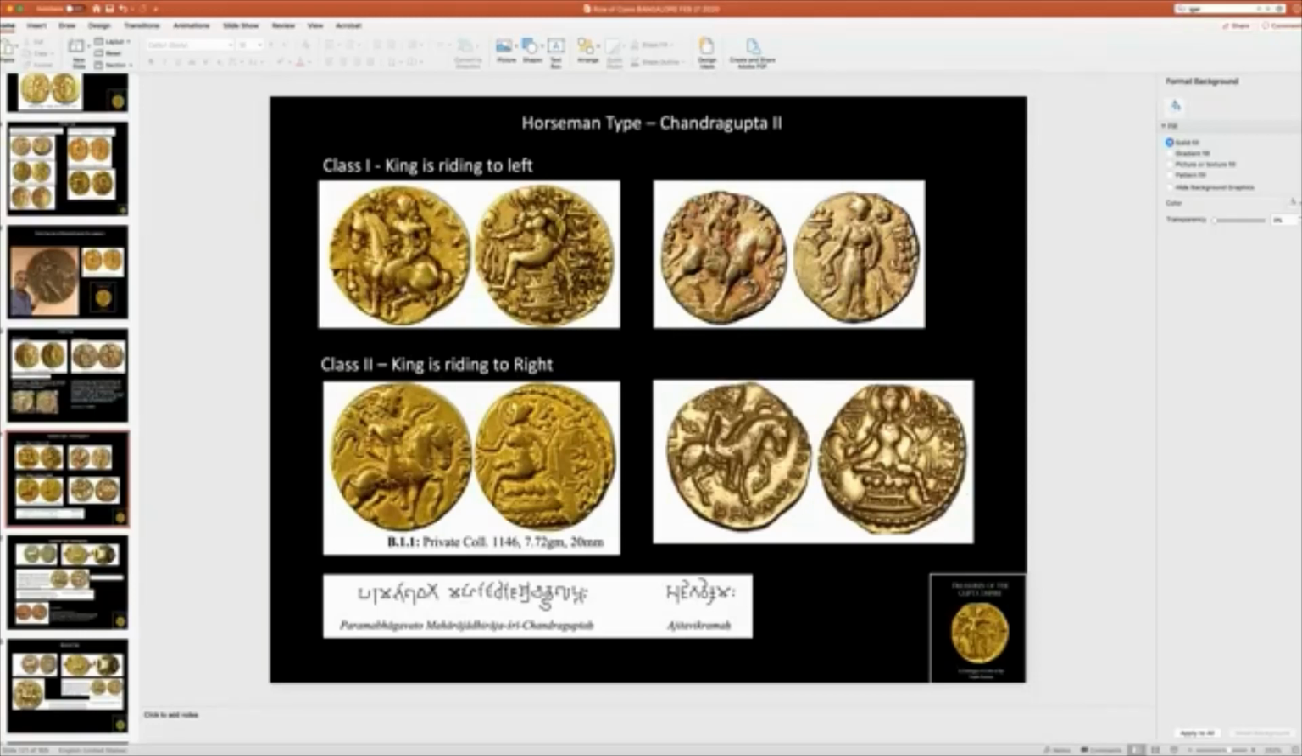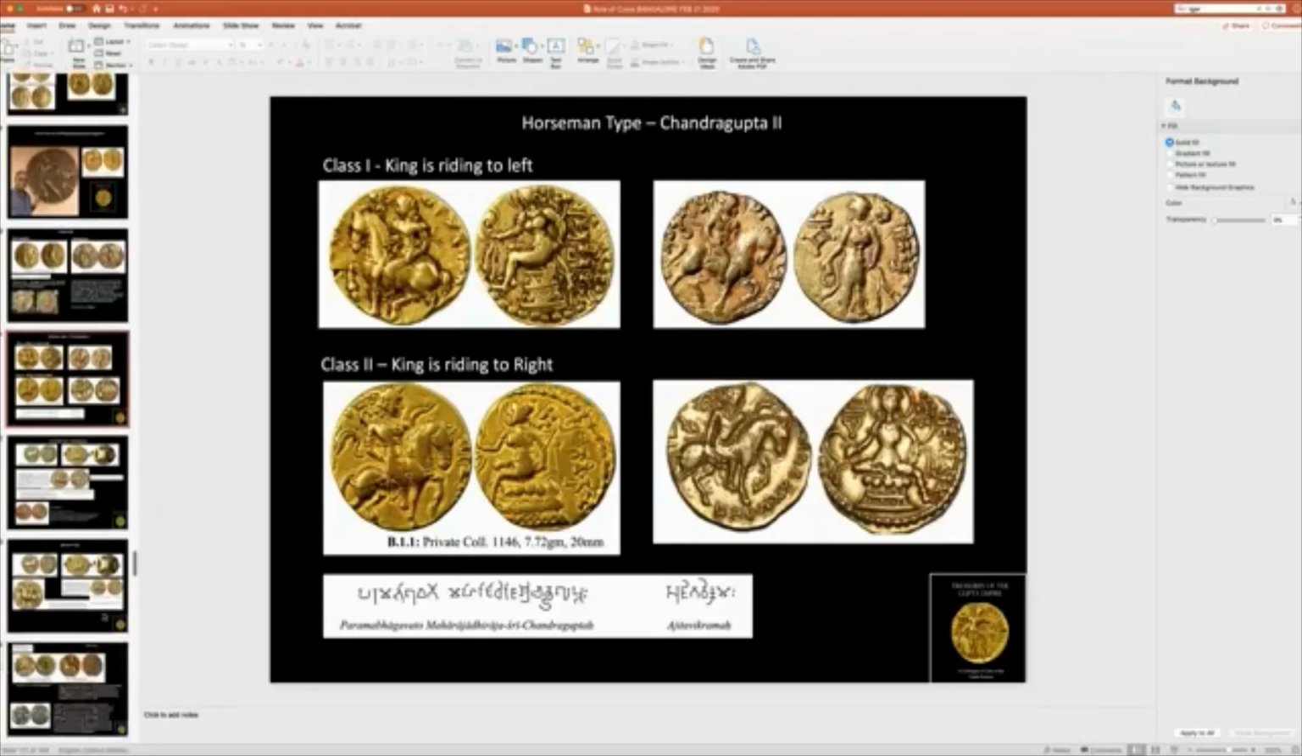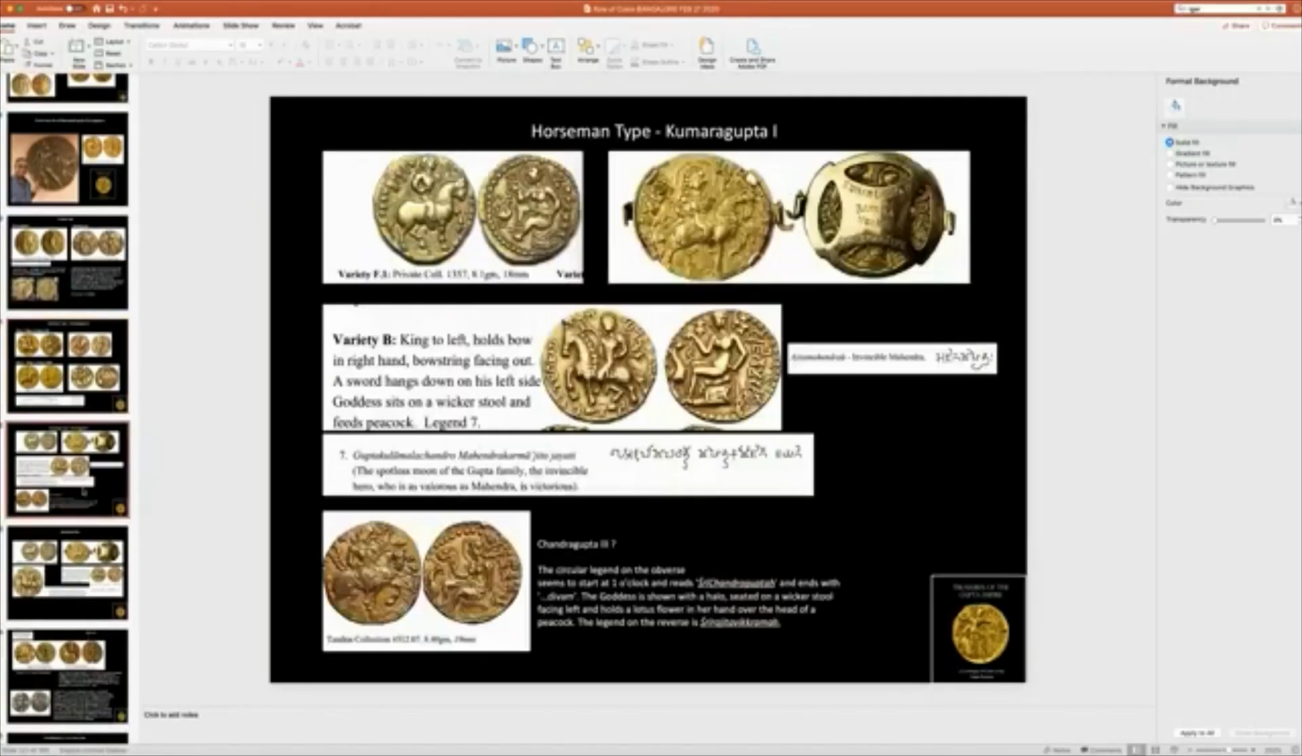But this type is called the horseman type. The king is always riding a horse. Sometimes he has a weapon in his hand, some like this. This is a bow. Sometimes he doesn't. There's no weapon shown here, right? There's a weapon, a bow, you can see. So this is called the horseman type. Now the horseman type was also issued by Kumaragupta, and we find many coins of the horseman type issued by him. It was actually one of the more common types issued by him.